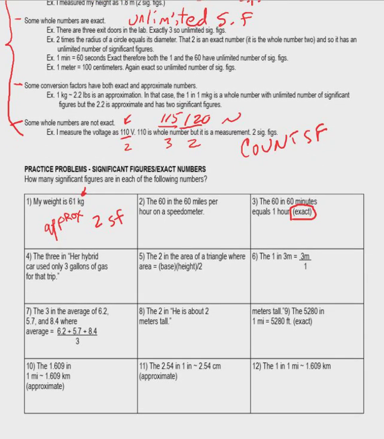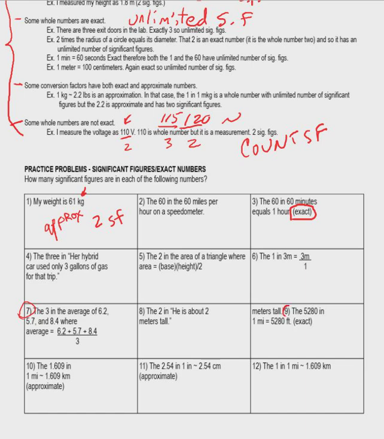So let's see. The 3 in the average, number 7. So the 3 in the average of 6.2, 5.7, and 8.4. Can you have an average if that 3 is a 2.9 or a 3.1? If you can't have the exact same average as you can with 3, then it would be approximate.